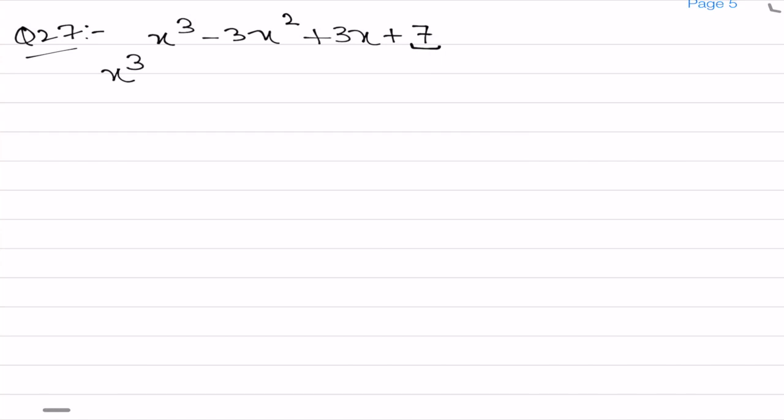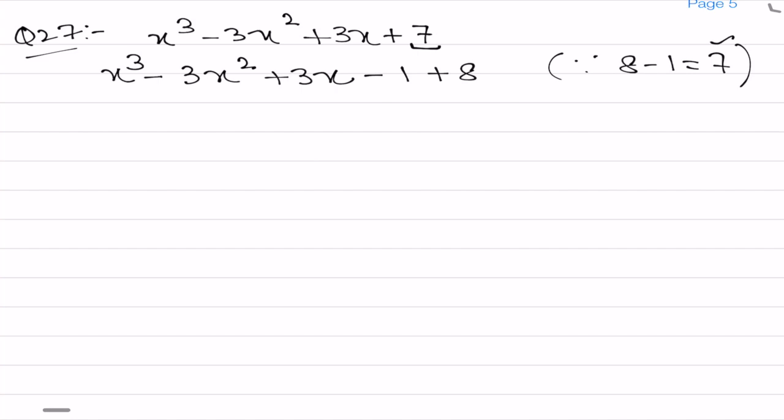Now see the last question for today, that is question number 27. x cube minus 3x square plus 3x plus 7. Now here, children, this type we have done in the second exercise 4b also. What we will do, we will split this 7. So it becomes x cube minus 3x square plus 3x, and 7, how to write down? Minus 1 plus 8, because 8 minus 1 is also 7. So in place of 7, we will write 8 minus 1.